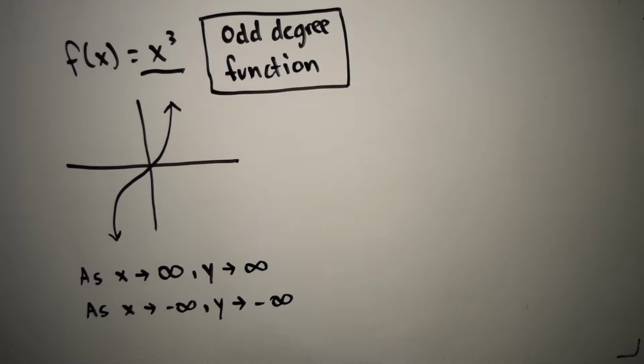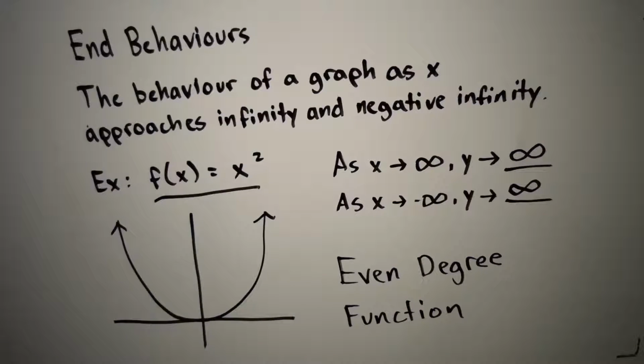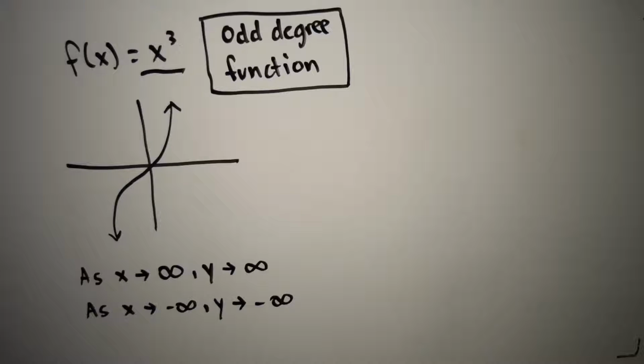The reason that even and odd degree functions are so important is because there's a pattern in their end behaviors. As you can see here, this is an odd degree function, and the ends of this function go in different directions. If we rewind, we can see that in this even degree function, the ends point in the same direction. This pattern applies to any even or odd degree function. For example, 4th, 6th, and 8th degree functions will all have end behaviors going the same direction, and 3rd, 5th, and 7th degree functions will go in different directions.